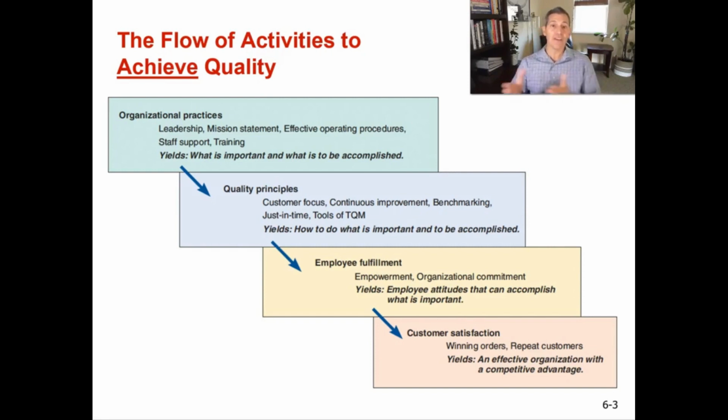So when you think about the flow of activities to achieve quality, it starts at the top. That's your organizational strategy and how you want to address quality management. Next are your quality principles. These are the processes that you implement to try and improve that quality process or service. Employee fulfillment is really how you improve the output of that product or service. And then customer satisfaction is the reward for having that high quality.